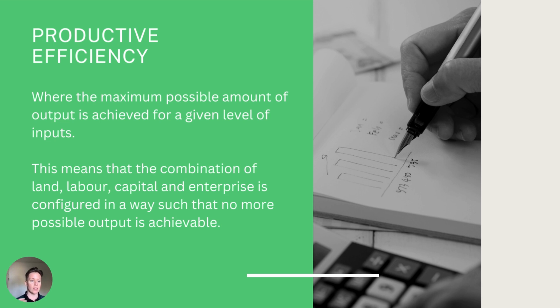We are minimizing the application of idle resources. So resources are fully employed, i.e., we should have low levels of unemployment. We shouldn't have capital resources sitting around doing nothing. Okay, we are using everything to the best of its ability. So this means that the combination of land, labor, capital, and enterprise is configured in a way such that no more possible output is achievable.